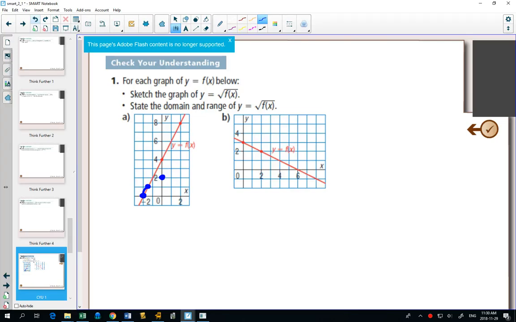And then, characteristic number 3. Whenever your y values are bigger than 1, your square root graph is below. And don't draw anything where your original function was negative, because you can't square root a negative number. So then, for our blue graph, the domain is x is bigger than or equal to negative 2, and our range, y, is bigger than or equal to 0.